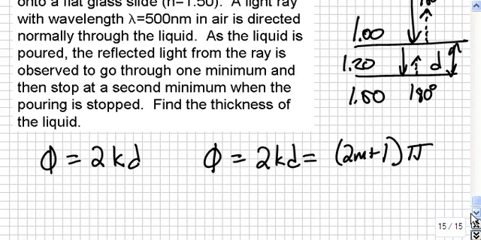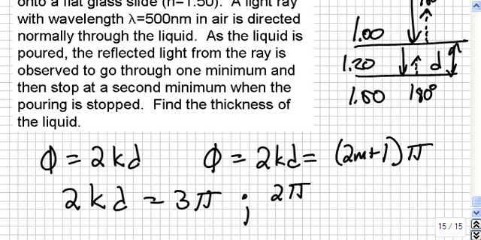Now we're told in the problem that we're actually looking for the second minimum. Well, the first minimum will occur at m equals 0, and then the liquid will get thicker and thicker, and eventually there'll be another minimum at m equals 1. Namely, in this problem, we're looking for the thickness where 2kd is equal to 3 pi, and that gives us the location of the second destructive interference point. Well, k is equal to 2 pi over lambda.